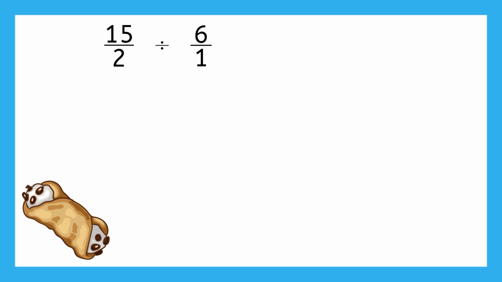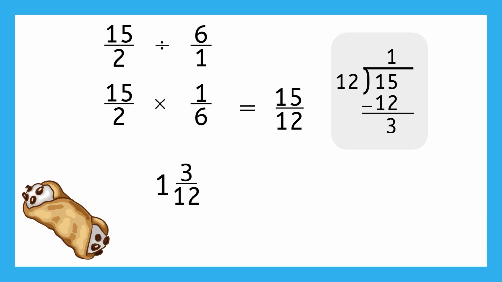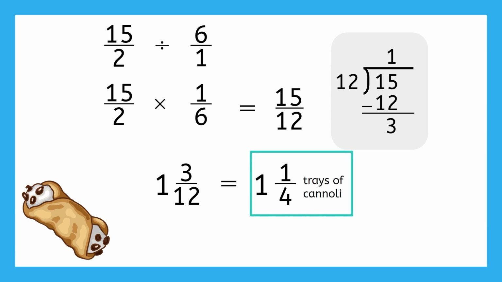15 halves stays the same. The division sign changes to multiplication, and 6/1 flips to its reciprocal 1/6. Multiply the numerators. 15 times 1 equals 15, and we multiply the denominators. 2 times 6 equals 12. Finally, simplify. 12 goes into 15 one time, with 3 left over. Our mixed number 1 3/12 can be simplified further to 1 1/4. Each judge will get 1 1/4 trays of cannoli.